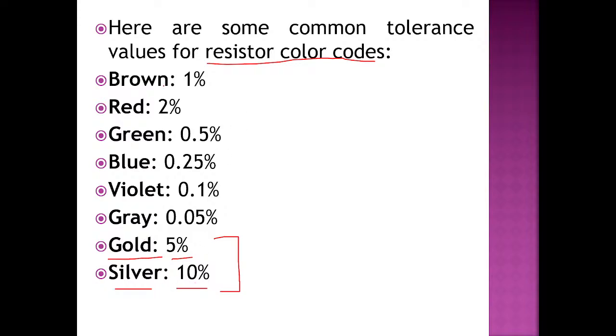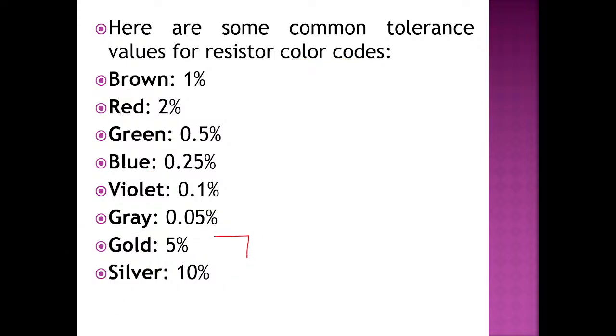Now if the fourth band, the tolerance band, is brown, then the tolerance value is 1%. If it is red, the tolerance value is 2%. If green, 0.5%. If blue, 0.25%. If violet, 0.1%. If gray, 0.05%.